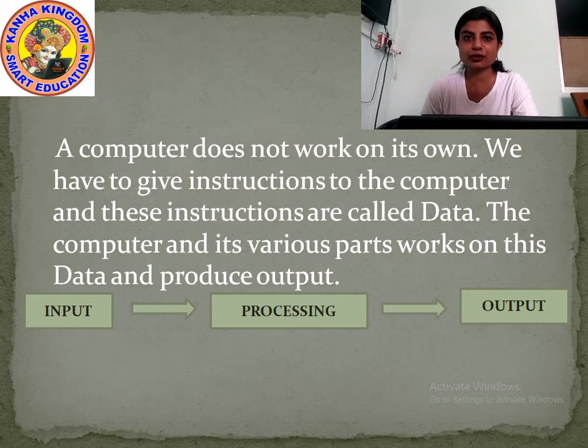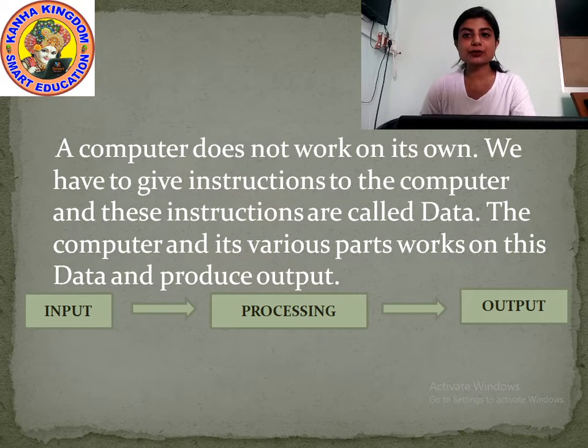After giving the instructions to the computer, its parts work on this data to give us what? To give us a result, to give us output. Can you see? There it is written: input, processing, then output. First you will give input, then the computer will work on it, that is, it will process it. Then it will give us the result, that is, the output. This is how a computer works.